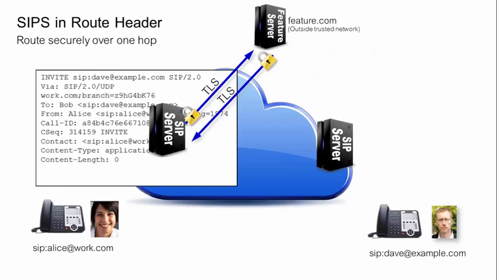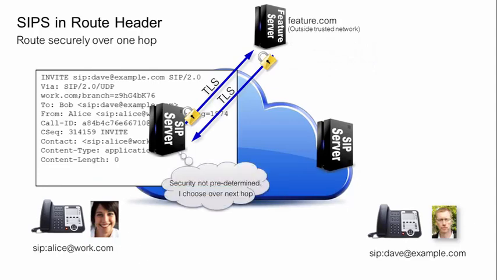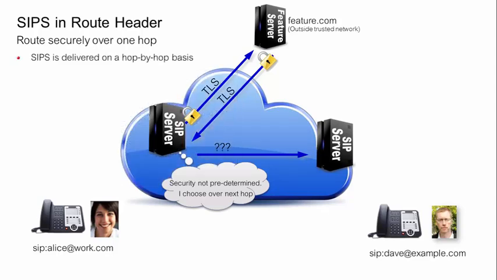What happens after that? Well, it's up to the proxying server. The transport type over the next downstream hop hasn't been predetermined. Security in SIP is actually delivered on a hop-by-hop basis across one single hop at a time. Some hops may be secured, others might not be. It's important to remember that even if a message starts in normal unsecured SIP, it could still change between secure SIP and unsecure SIP en route.